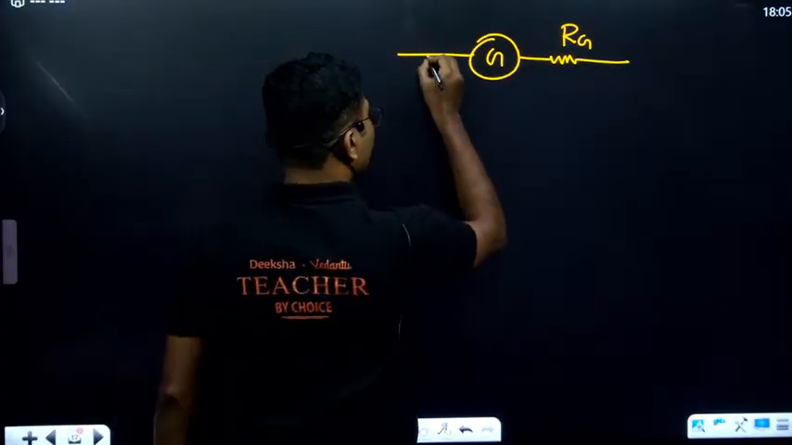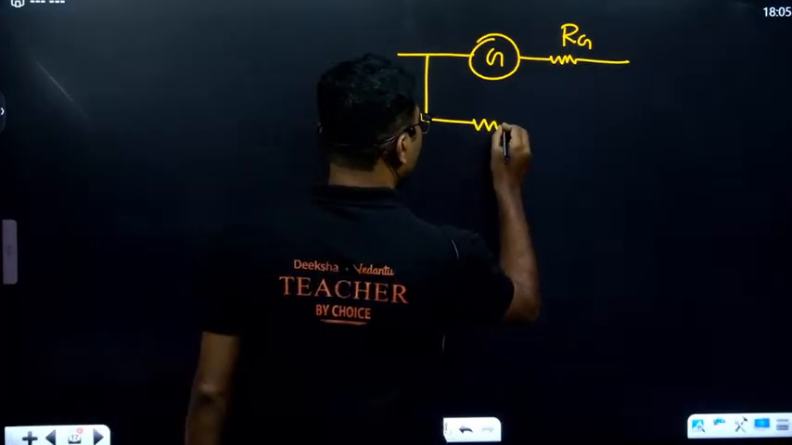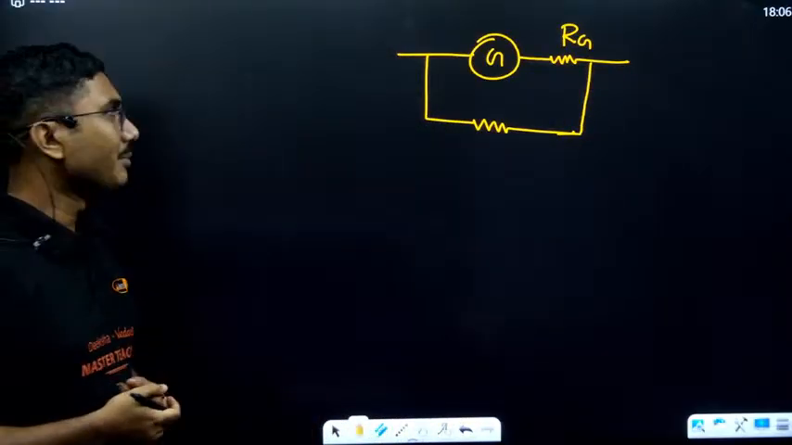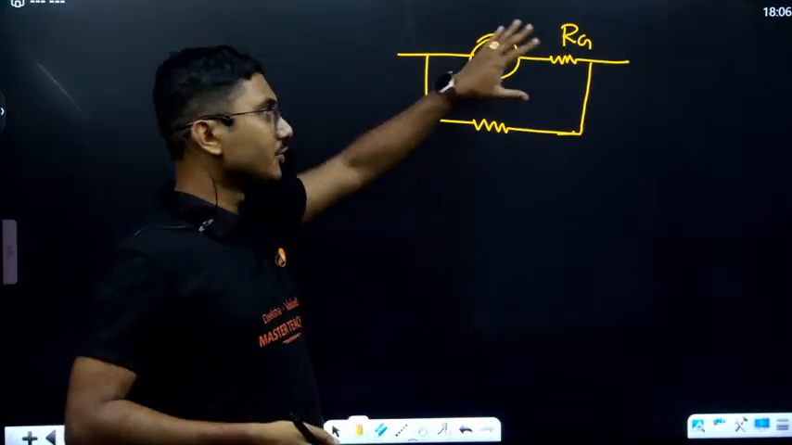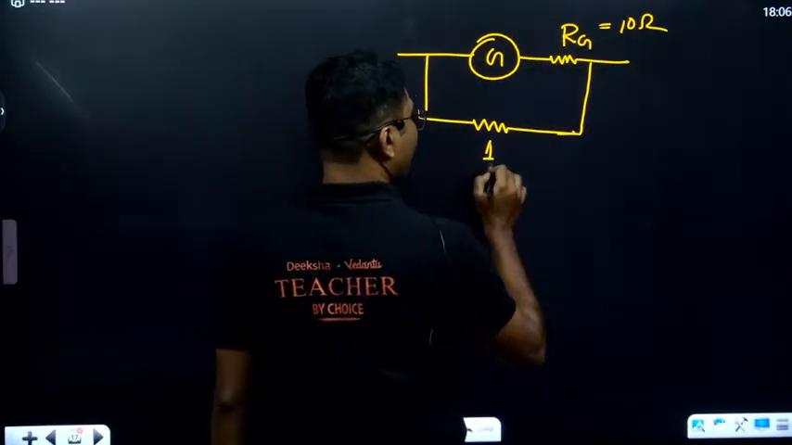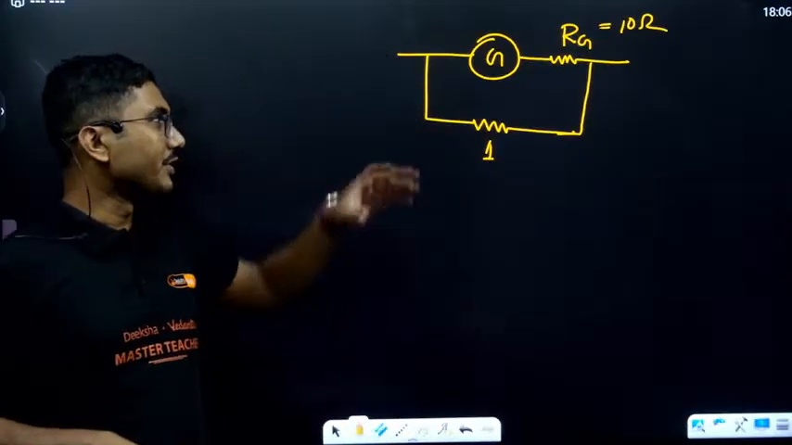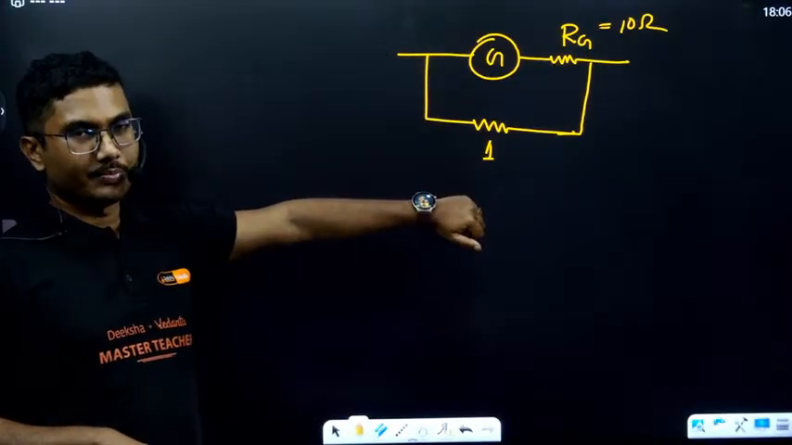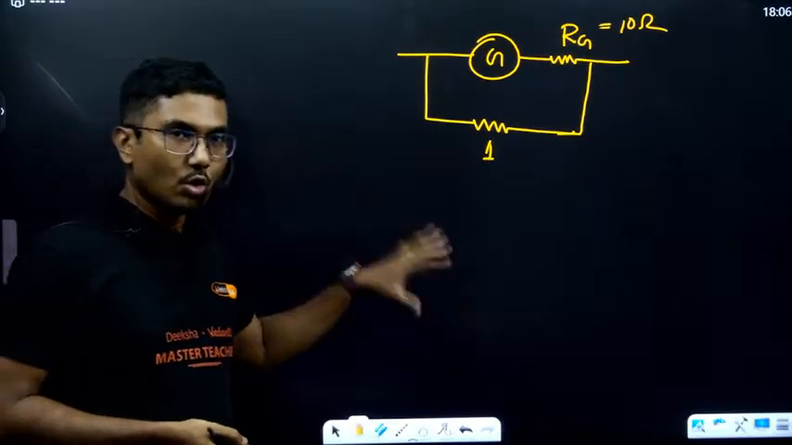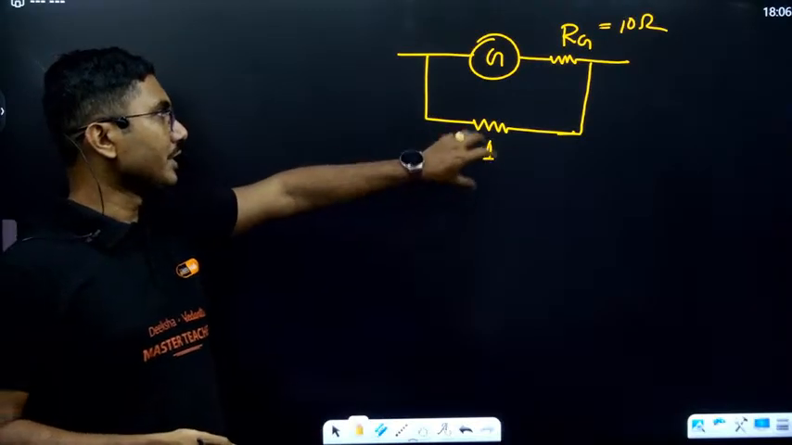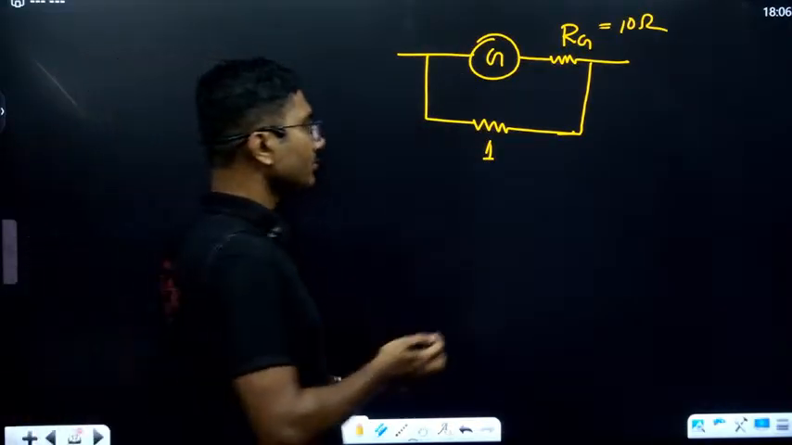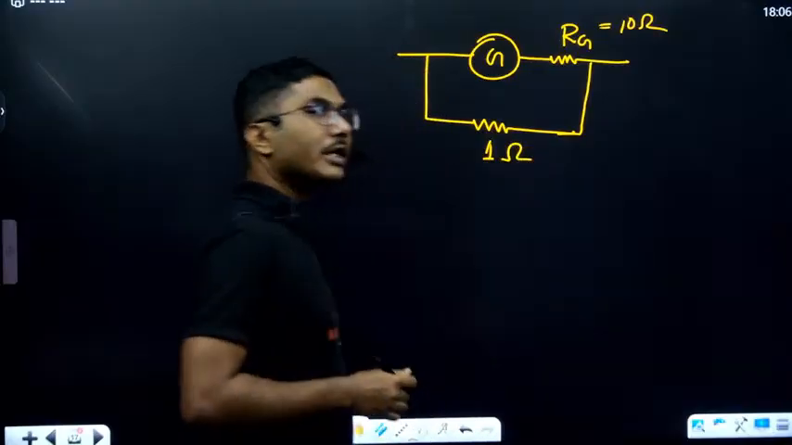Now what we have done is connected a shunt in parallel. What does this do? If the galvanometer resistance is, say, 10 ohm and I have connected a value of 1 ohm, the overall value of this combination will be less than 1 ohm. In a parallel combination, the equivalent resistance becomes lower than the lowest value. So this equivalent resistance becomes smaller than 1 ohm.